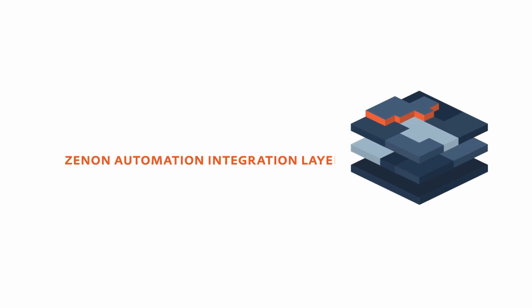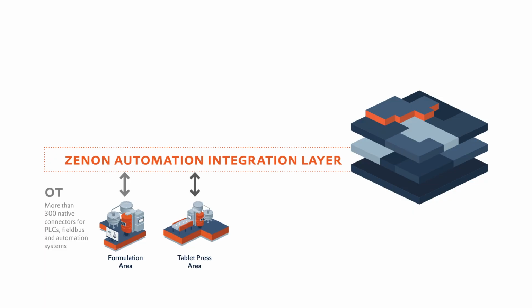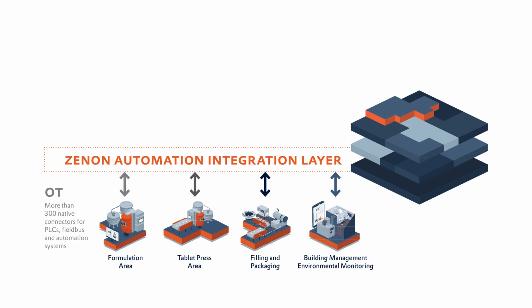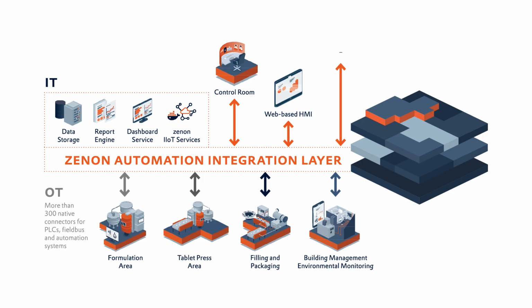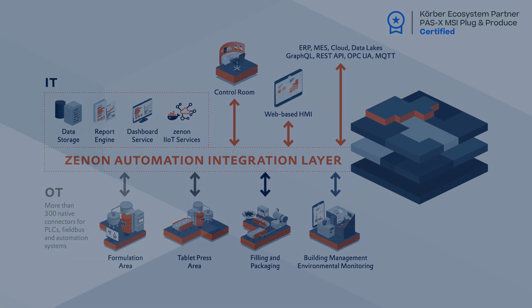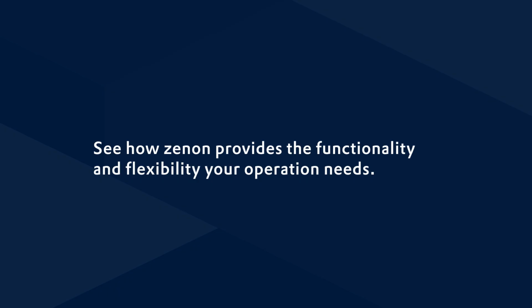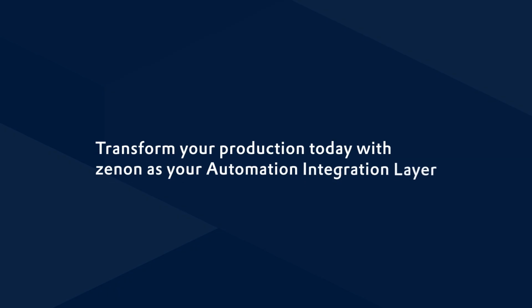A Xenon automation integration layer can contextualize and aggregate data while enabling two-way communication between each machine and IT services like MES or cloud providers. A Xenon automation integration layer makes data accessible to all teams, allowing them to improve processes, quality, and efficiency. This enables and accelerates your digital transformation. See how Xenon provides the functionality and flexibility your operation needs. Transform your production today with Xenon as your automation integration layer.